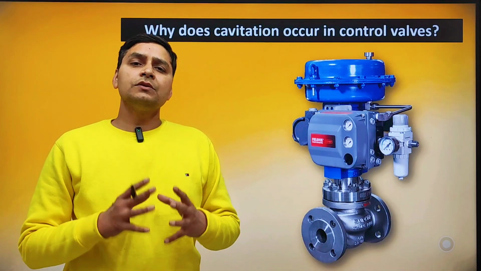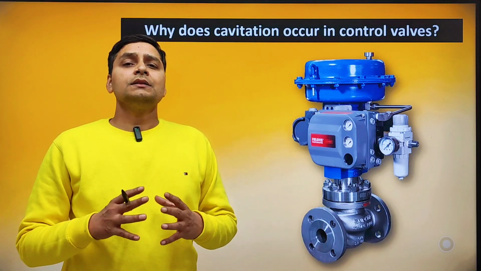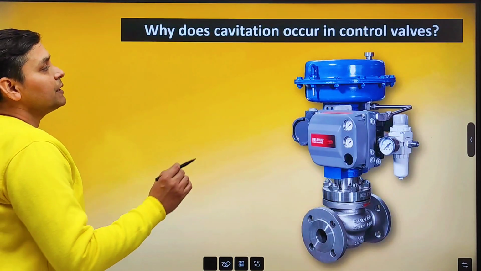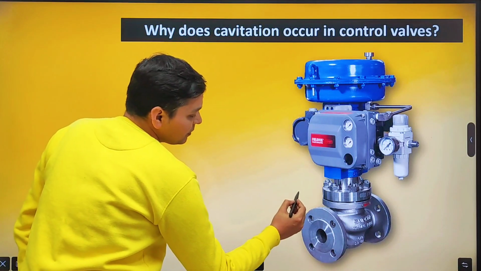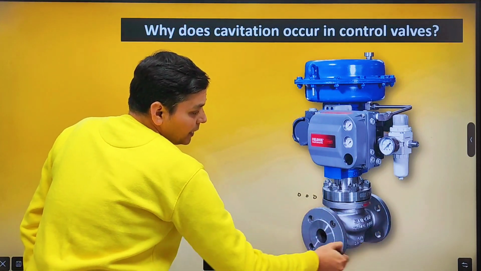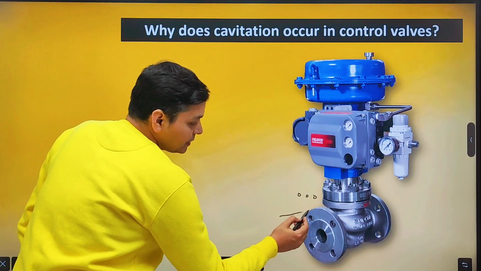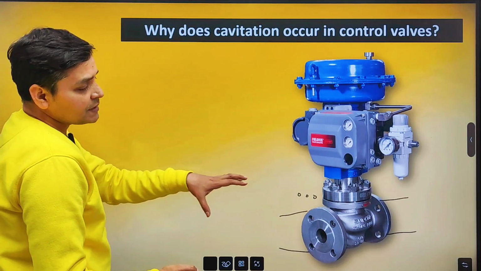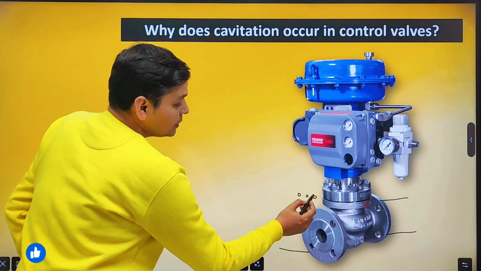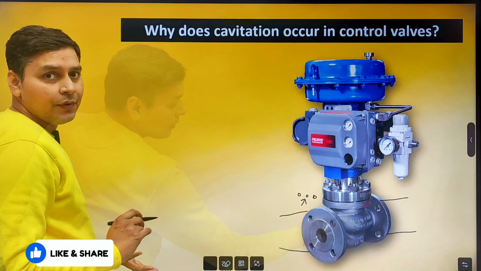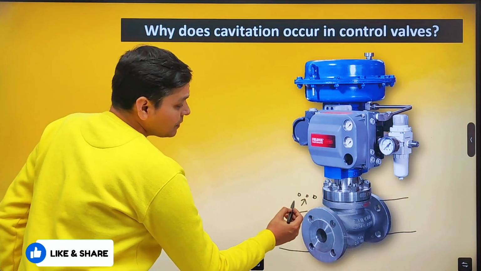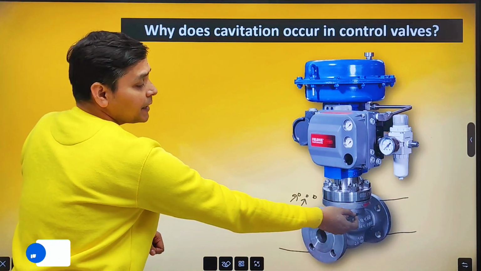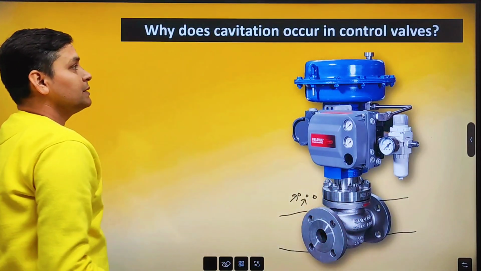The next question is also related to control valve. Why does cavitation occur in control valves? Look friends, cavitation is a process in which small bubbles are created in low pressure. Suppose a control valve is installed in a pipeline and suppose pressure is very low. So small bubbles will be created here. When the pressure increases, these bubbles burst, and due to this bursting, internal parts of control valves are damaged.